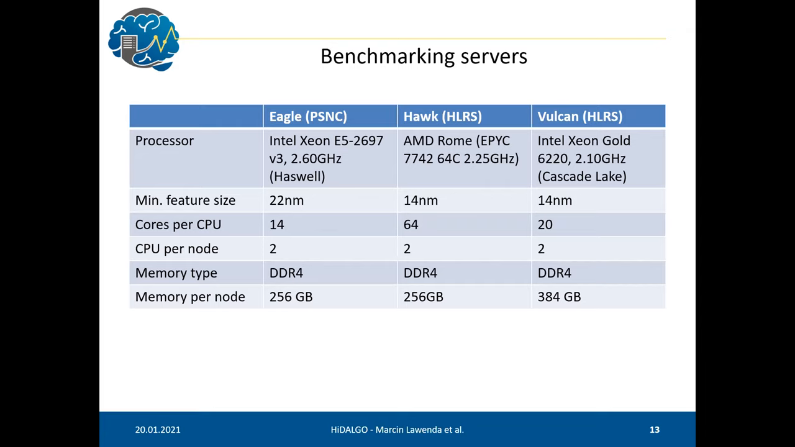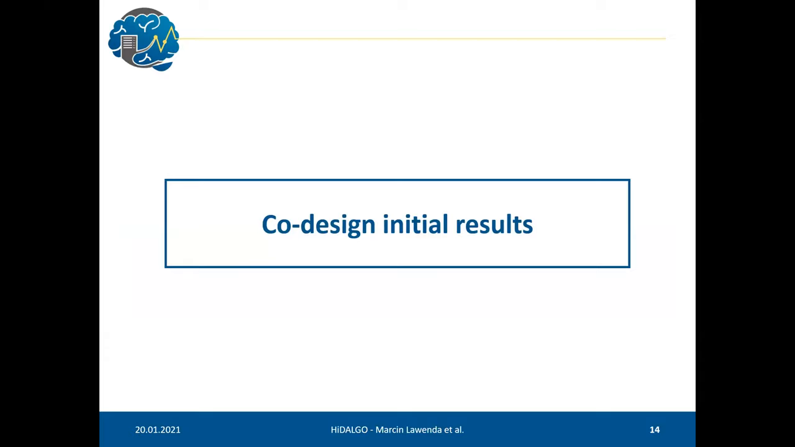So as you see, the Eagle is the weakest in this comparison, and basically AMD Rome seems to be the hardest server in this test. So we have two processors, two vendors, Intel and AMD Rome. And of course, this is only about the initial results of the core design, because we started this process recently.